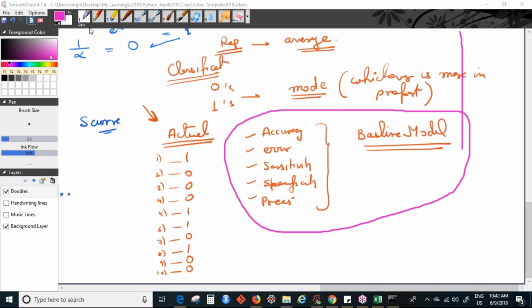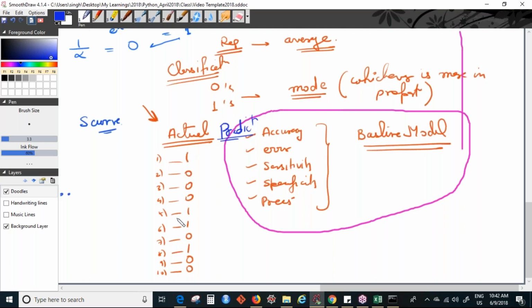So what you will do in this case is simple. You will just add a predicted column. So actual column is given to you. You just add a predicted column. Okay, I'll add my prediction, and prediction will always be 0. So remember, we are talking about a baseline model here. A baseline model is a model which predicts the mode.